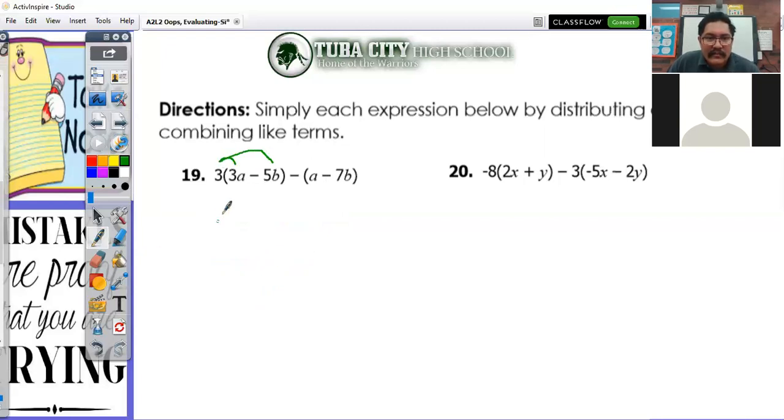So again, distribute. Use our distributive property. 3 times 3 is 9. And we have the a, so there you go. And keep the sign, be careful, because this is 3 times negative 5, so that'd be negative 15b.